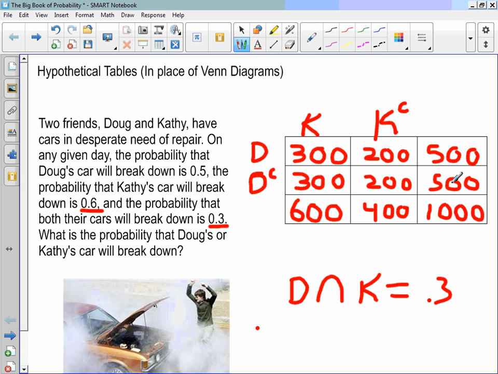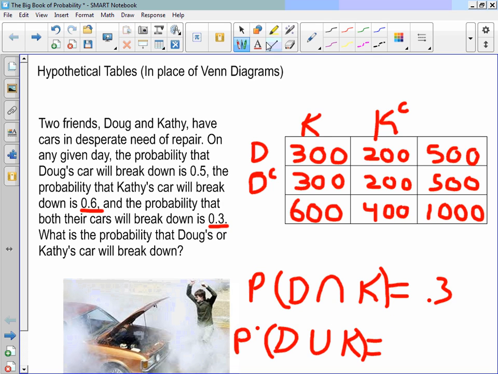Now my final question is, what is the probability that Doug's or Karen's car will break down? All right, so the probability that Doug or Karen's, let's do this upright too. All right. So I'm going to go up here to my highlighting tool. Now, here's Doug's. The probability his breaks down. Here's Karen's. Probability that hers breaks down.